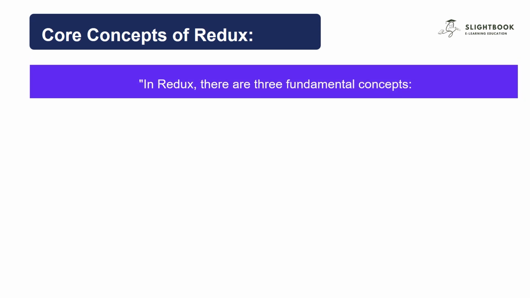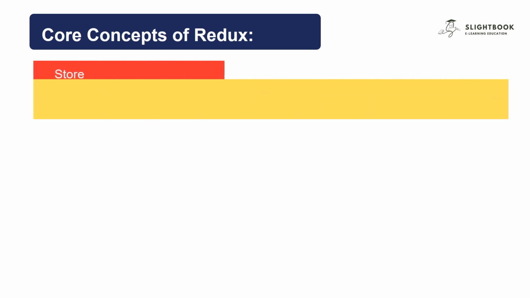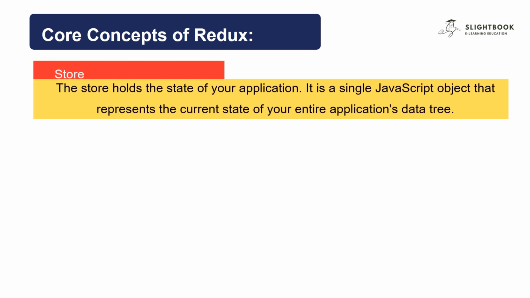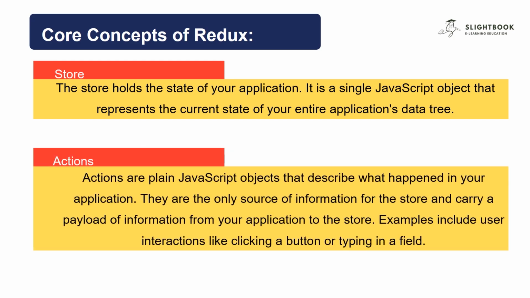Core concepts of Redux. In Redux, there are three fundamental concepts. Store. The store holds the state of your application. It is a single JavaScript object that represents the current state of your entire application's data tree. Actions. Actions are plain JavaScript objects that describe what happened in your application. They are the only source of information for the store and carry a payload of information from your application to the store. Examples include user interactions like clicking a button or typing in a field.